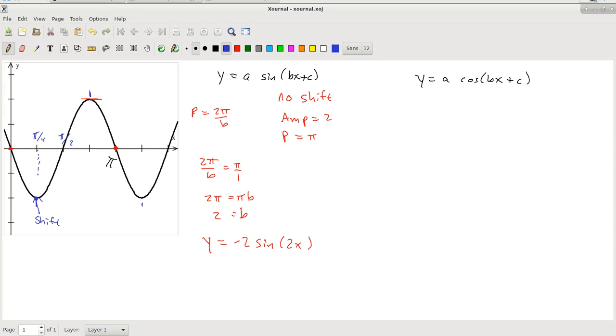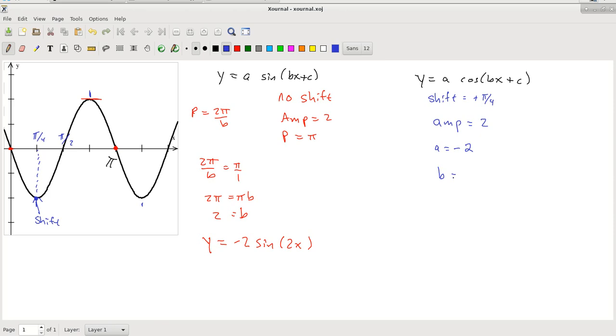The x value for our starting peak is at positive pi over 4. So I see the shift is positive pi over 4. How about the amplitude? Just like for the sine graph, the maximum height is 2. However, the peak that we decided to start at is at negative 2. So the a in this is going to be negative 2.